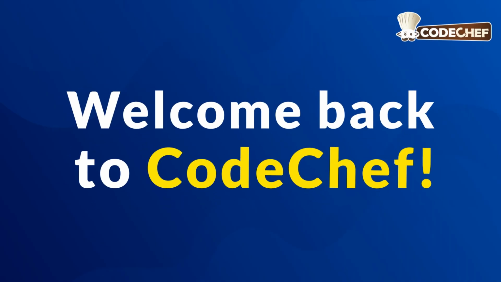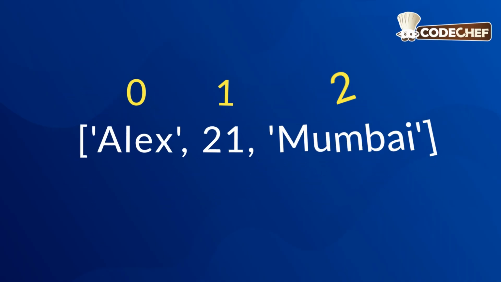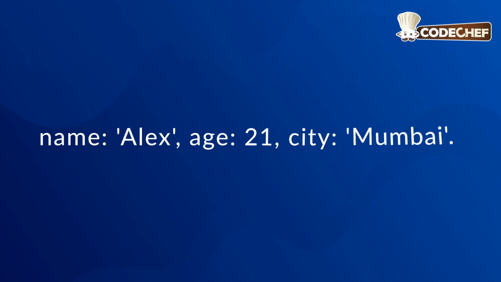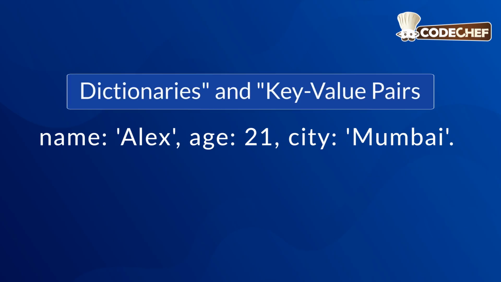Welcome back to CodeChef. Have you ever needed to store information that has a clear label, like a person's name, age, or city? While lists use numerical positions, what if you could organize your data by a meaningful name instead? Today, we're diving into a powerful data structure that does exactly that.